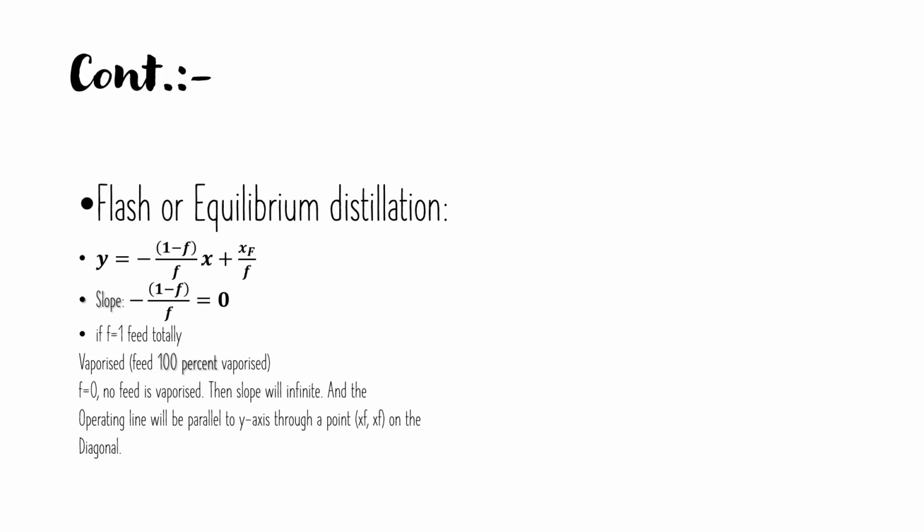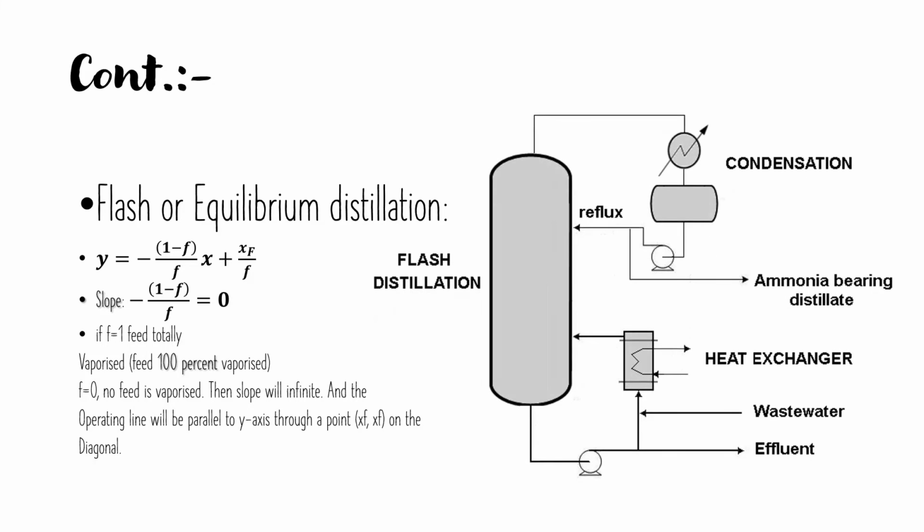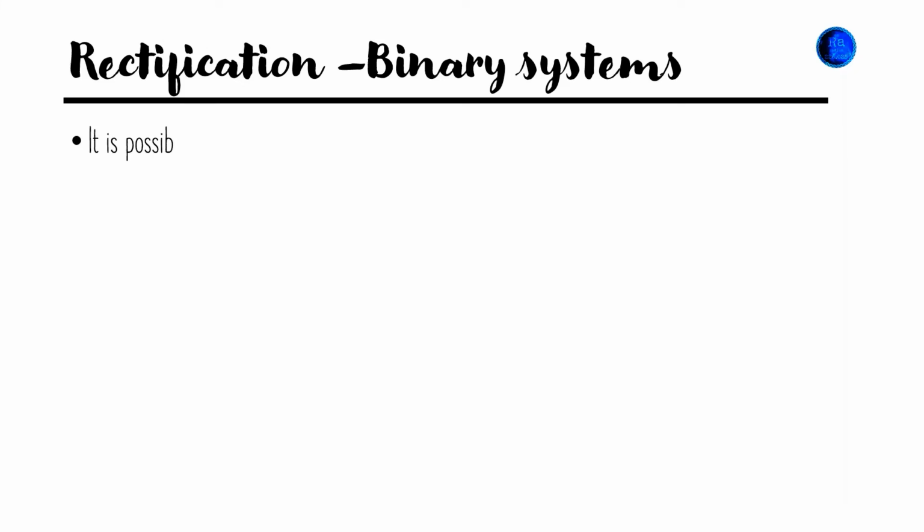Feed is heated in a tubular heat exchanger. Flash distillation is commonly used in the petroleum industry, handling multi-component systems in the pipe. Rectification, binary systems. It is possible to get almost pure product by this method.